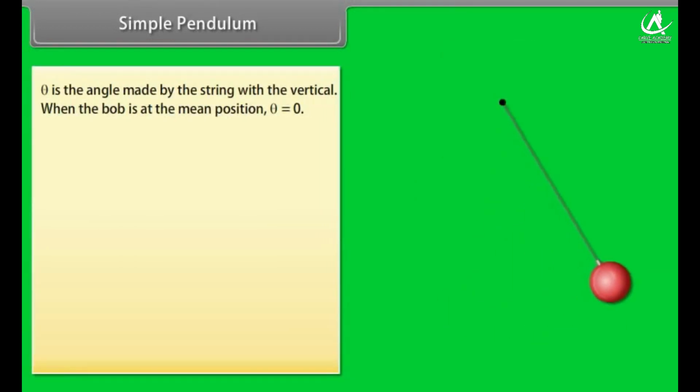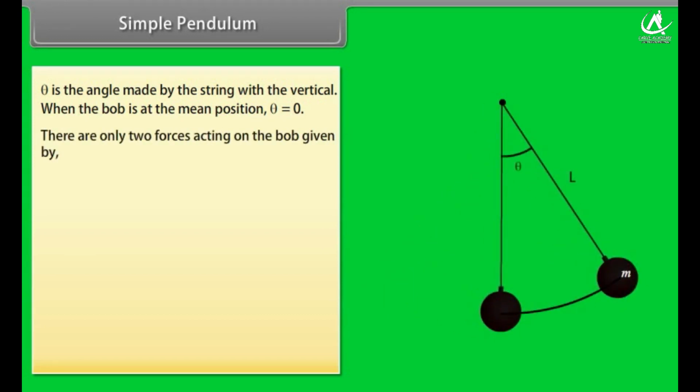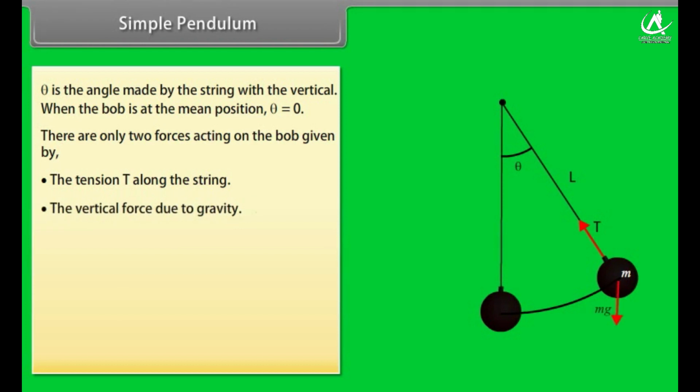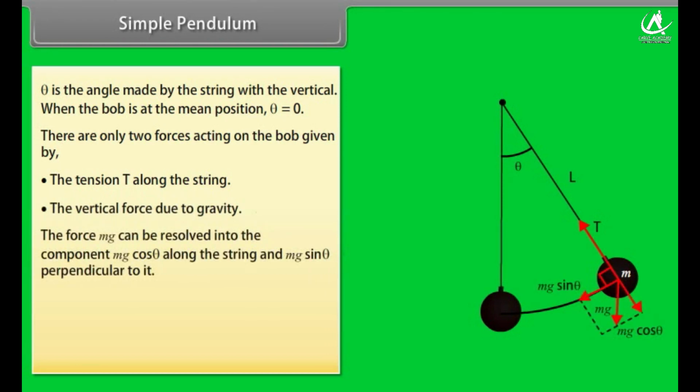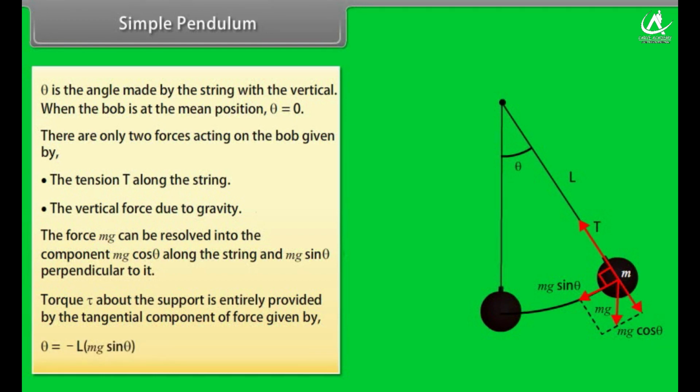Theta is the angle made by the string with the vertical. When the bob is at the mean position, theta is equal to 0. There are only two forces acting on the bob: the tension T along the string and the vertical force due to gravity. The force mg can be resolved into the component mg cos theta along the string and mg sin theta perpendicular to it. The torque about the support is entirely provided by the tangential component of force, given by tau is equal to minus L mg sin theta.